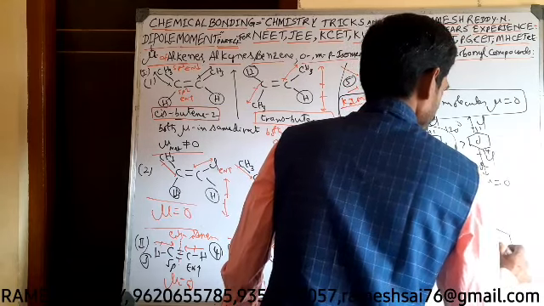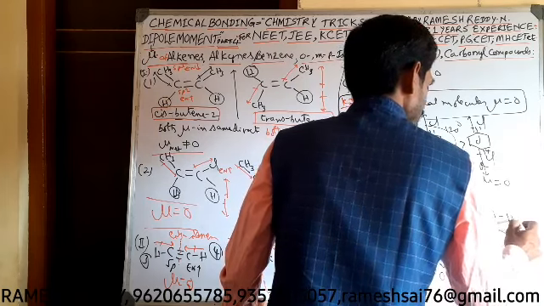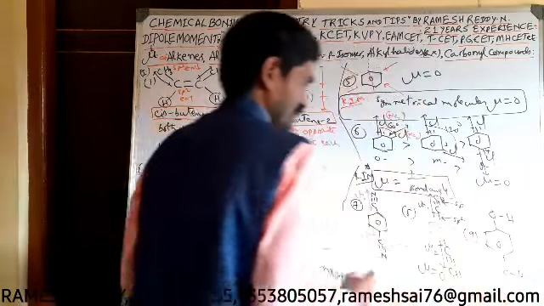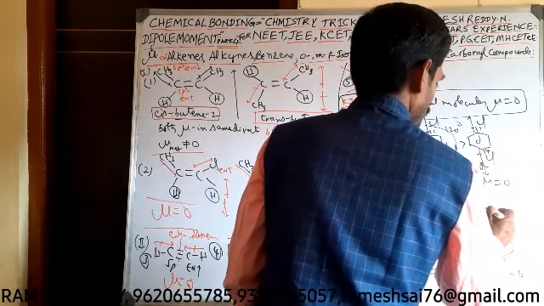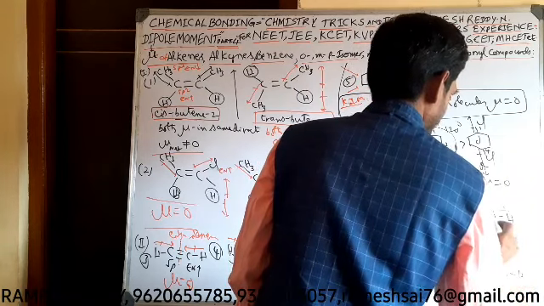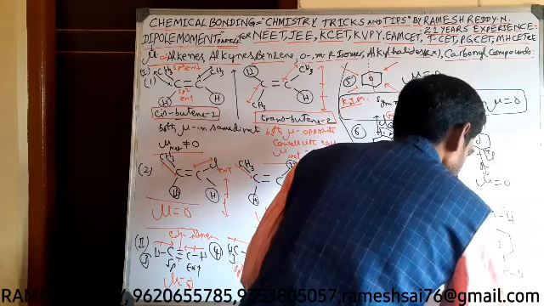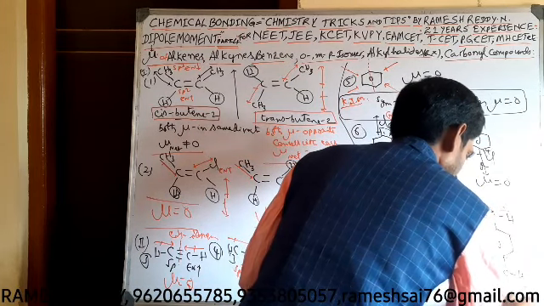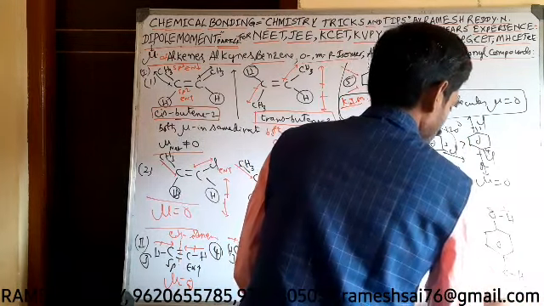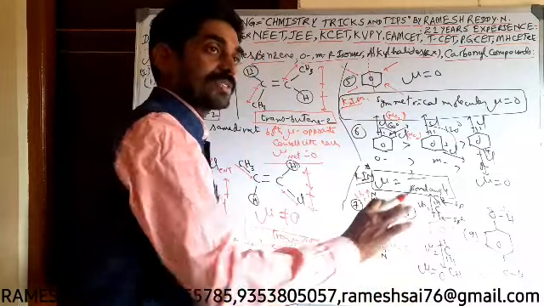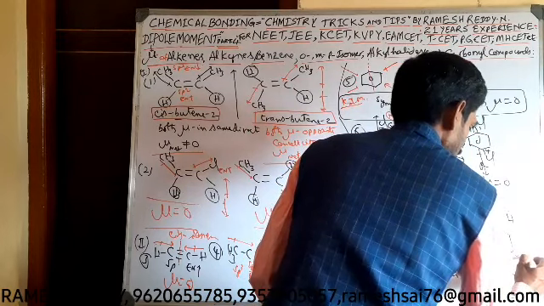Here the molecule has an OH group. Both are para, but here from hydrogen toward the oxygen atom, and here from hydrogen toward the oxygen atom. So both are in the same direction, both operating in the same direction. So the net dipole moment is added together. So this molecule has dipole moment not equal to 0.